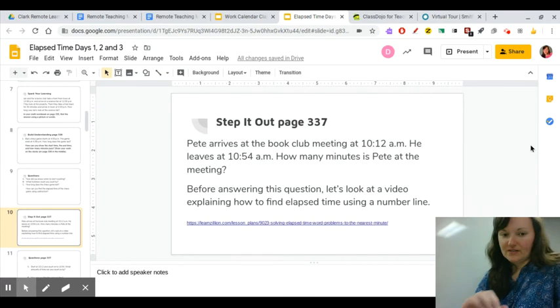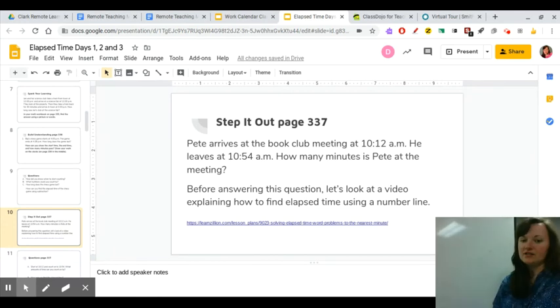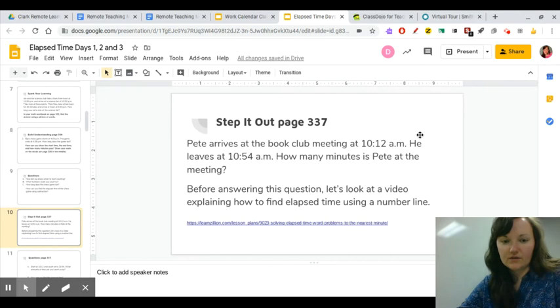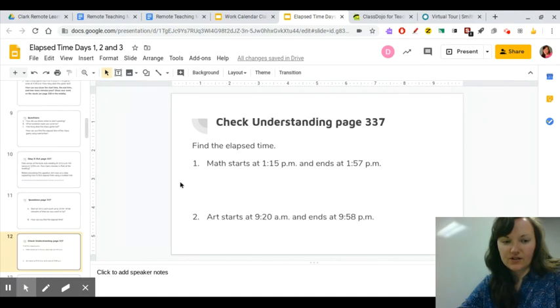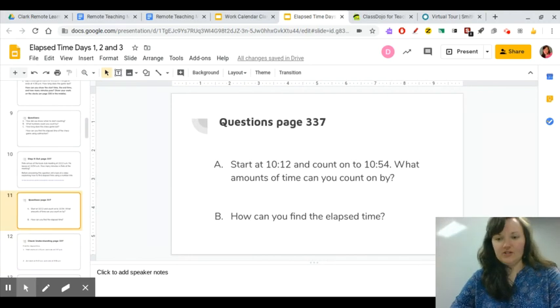All right, so we were working on this question and stepping it out. It says, Pete arrives at the book club meeting at 10:12 a.m. He leaves at 10:54 a.m. How many minutes is Pete at the meeting? Before answering, let's look at a video explaining how to find elapsed time using a number line. Well, we already watched the video in the last one, so let's look at the questions now.